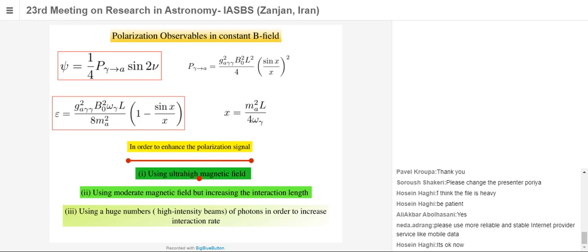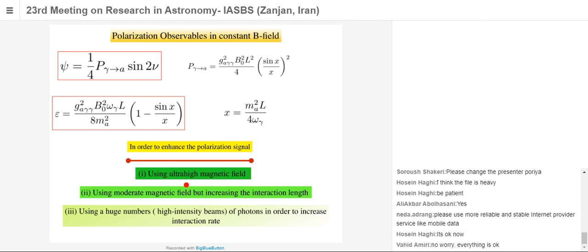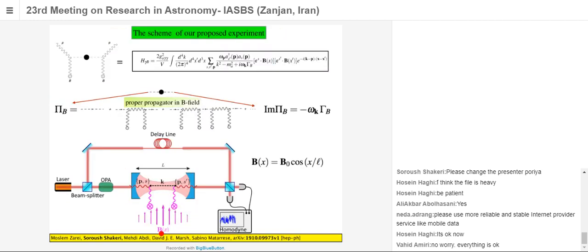So, in order to enhance this polarization signal, you could use an ultra-high magnetic field, which can exist in ground-based experiments and in many astrophysical media. And also, you can use a moderate magnetic field but increase the interaction length. In this way, you could find many situations in astrophysics and also in ground-based experiments. And finally, you could use a huge number of photons to enhance the signal.